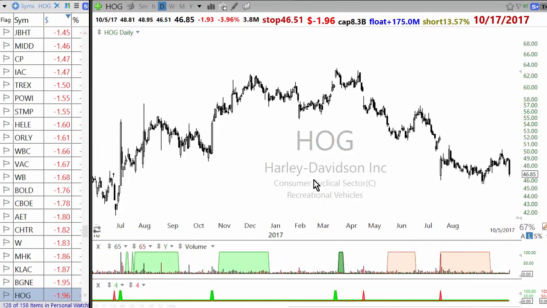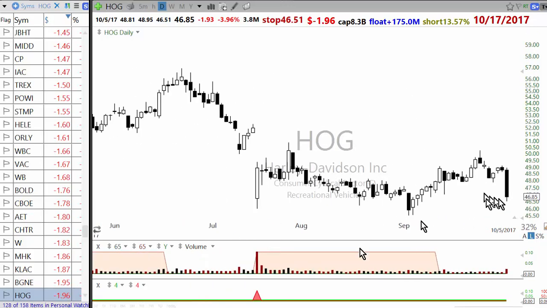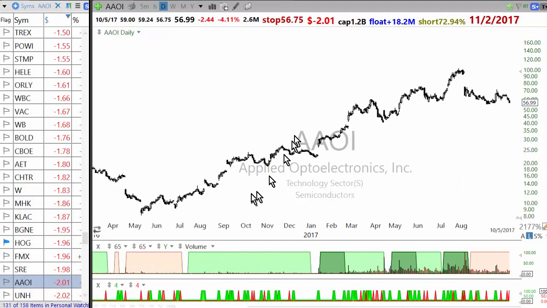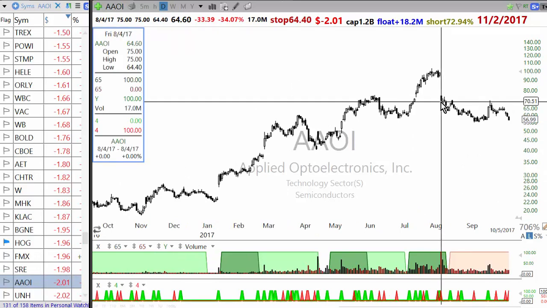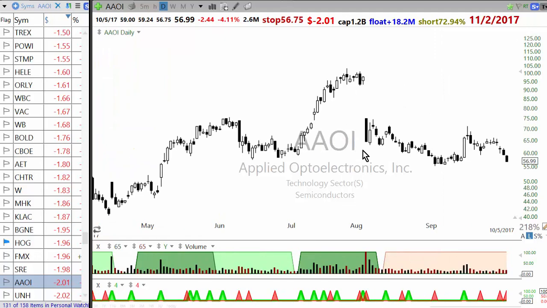Hog. See, it's a weak stock, but hasn't really followed through on the downside. Maybe it might follow through now, but that's a weak stock. An ideal short candidate, as I said multiple times, is a stock like this, which made a big move and basically gapped down, and that was the end of that big move.